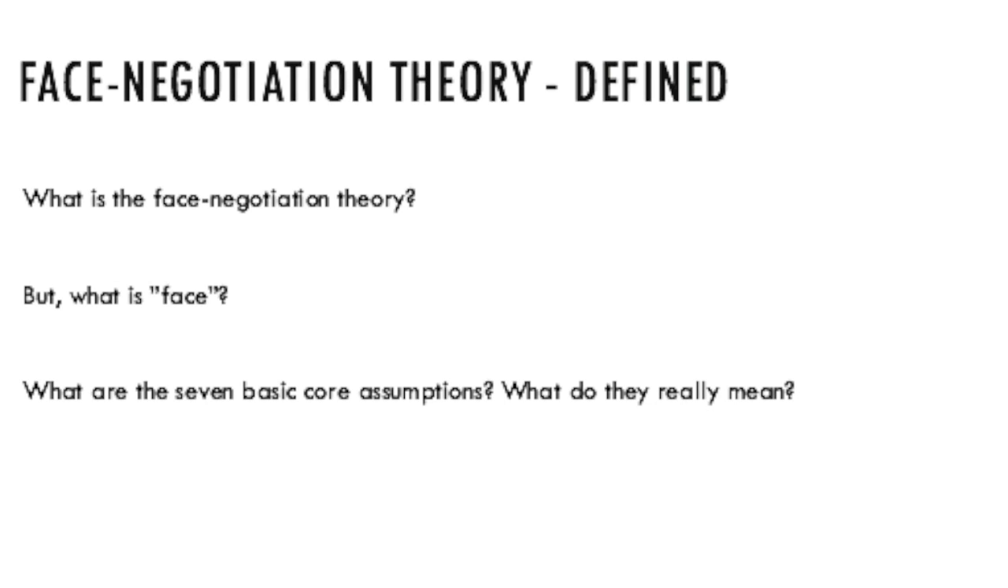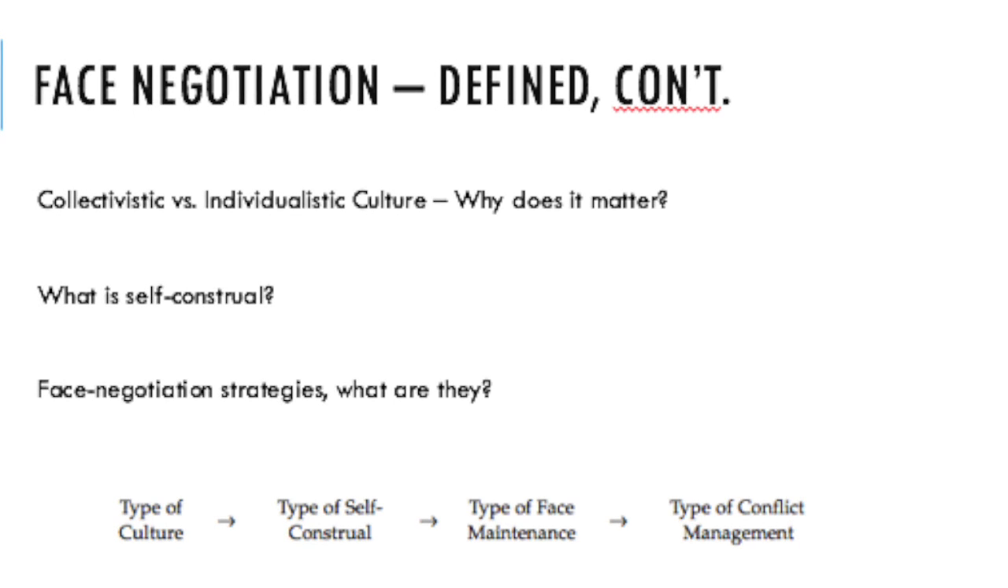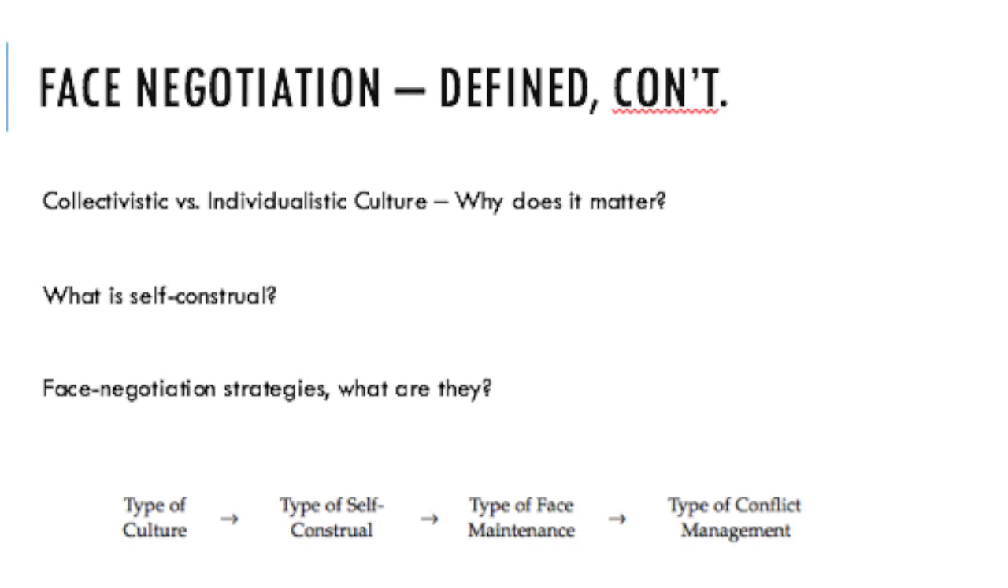So next, we're going to continue to define face negotiation. So Ting Toomey said individualistic cultures emphasize personal initiative and achievement, while collectivistic cultures are more worried about group harmony over personal interests and are more worried about peers' faces. So Ting Toomey also identified the United States as one of the most highly individualistic cultures in the world.